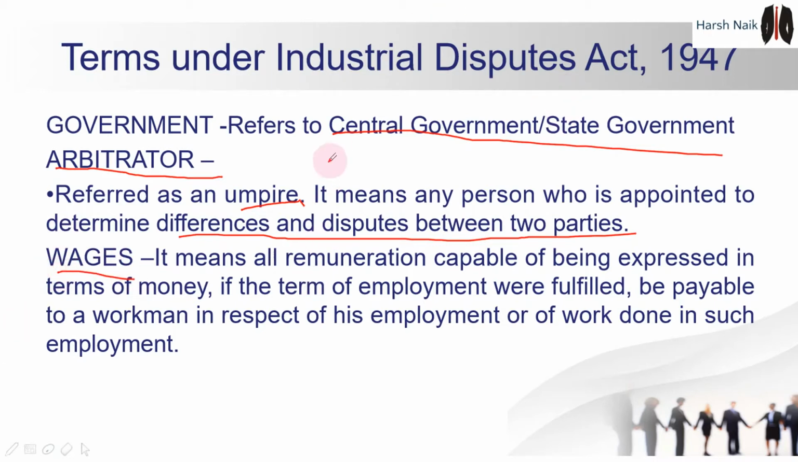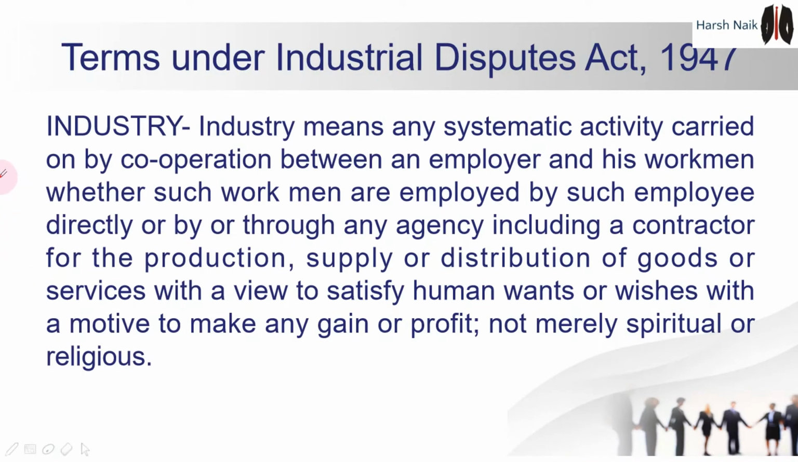Then wages. Wages means remuneration capable of being expressed in terms of money, if the terms of employment were fulfilled, payable to a workman in respect of his employment or work done in such employment. Basically wages means nothing but salary. The amount of money that is paid to the worker for their work or job is called wages, right? Then industry. As you all know, an industry is an establishment or infrastructure in which the production is carried out, the raw materials are taken and the finished product is taken out. That facility is called an industry, right?